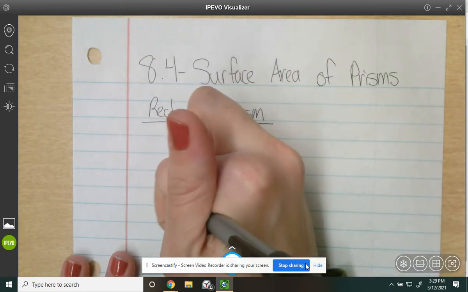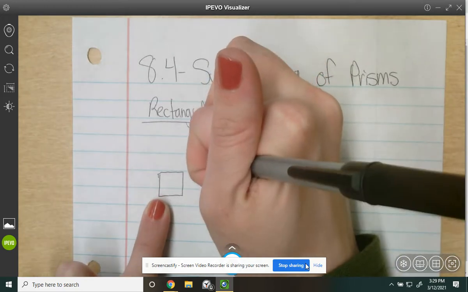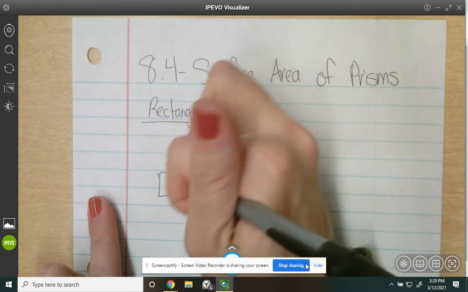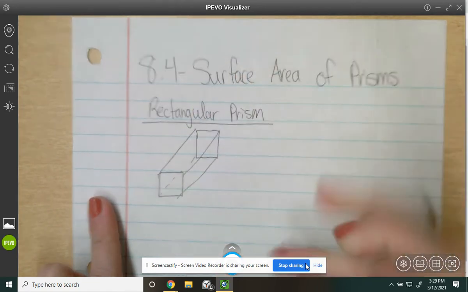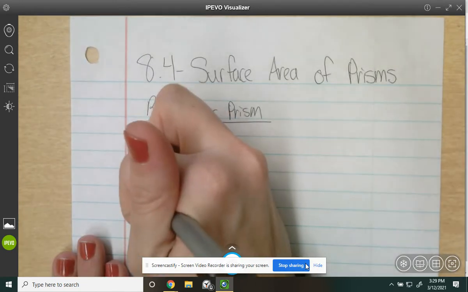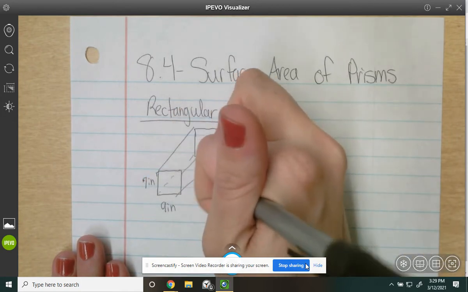If you start out with a rectangle in that corner and then do another one, try to make it about the same size. Then if you connect your corners, you've got your rectangular prism. Let's label this 7 inches, 9 inches, and 13 inches.